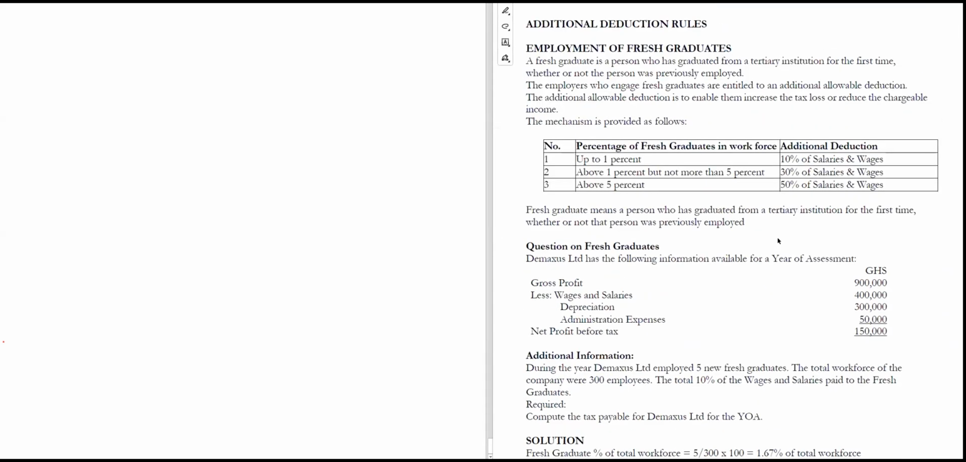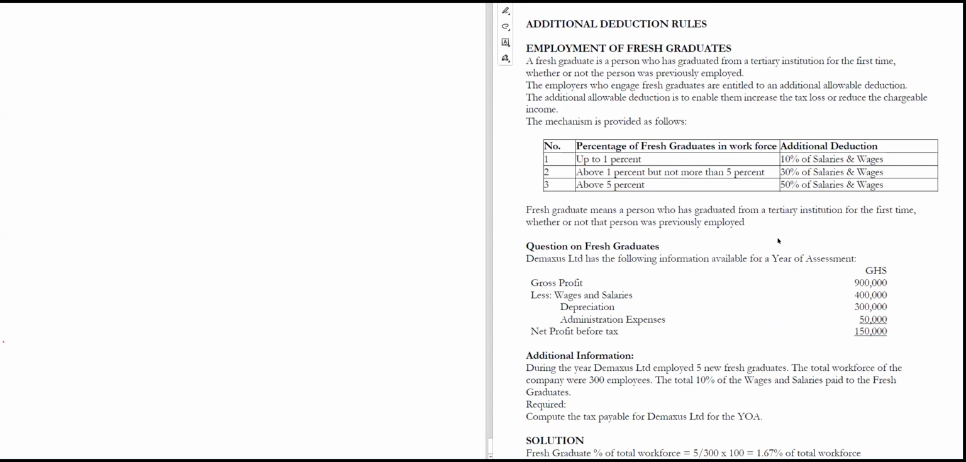Now, the last thing we talk about is additional deduction for fresh graduates. If you employ a fresh graduate, there are some additional deductions that you get under the Ghanaian tax law. So who then is a fresh graduate? A fresh graduate is a person who has graduated from a tertiary institution for the first time, whether or not the person was previously employed.